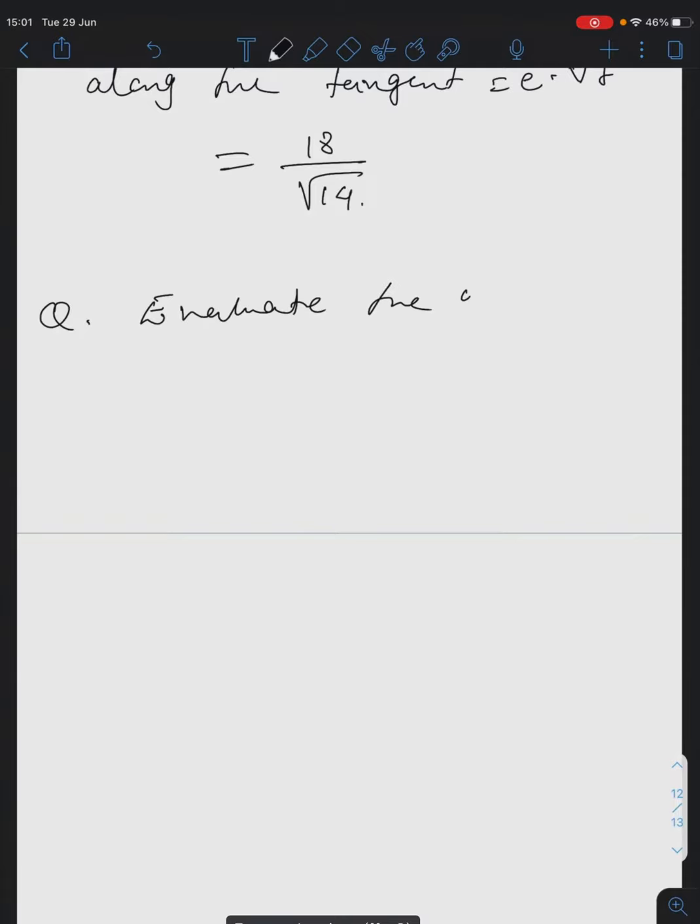Evaluate the angle between the normals to the surface. There is one surface, but at each point you can have a normal. Is it or not? Are you able to understand? Yes, ma'am. Now you have to find the angle between that normal. This kind of thing you have done at +2 level. Did you?